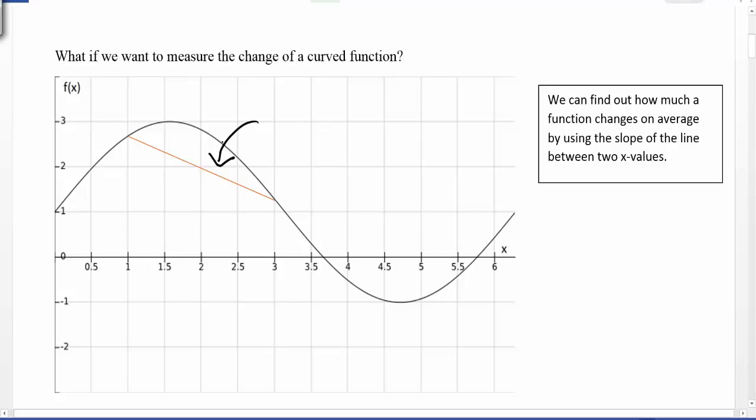So if we can find the slope of that line, it'll tell us how much the function changed from the point at x equals 1 to the point at x equals 3 on average. So what we're going to do is use what we know about the slope of the line to find the slope of this line. So again, we're going to do the change in y over change in x for x equals 1 to x equals 3.